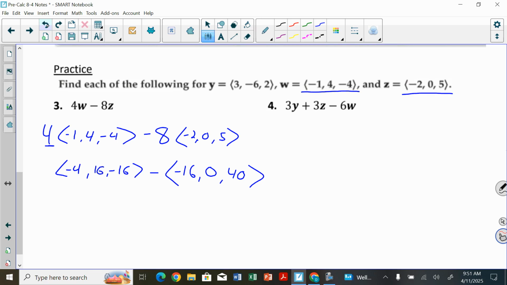So now I'm going -4 minus a -16. So that's going to be 12. 16 minus 0, we know is 16. And -16 minus 40 is going to be -56.